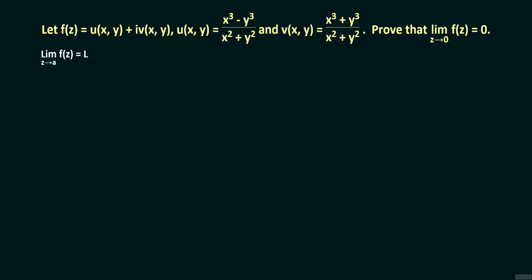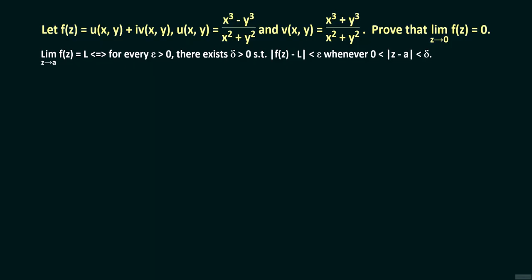The limit of f of z as z approaches a is L if and only if for every epsilon greater than 0 there exists delta greater than 0 such that the absolute value of f of z minus L is less than epsilon, whenever 0 is less than the absolute value of z minus a is less than delta. For this exercise, the limit L is 0, and the value of a to which z is tending is also 0.